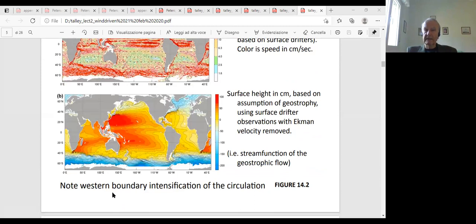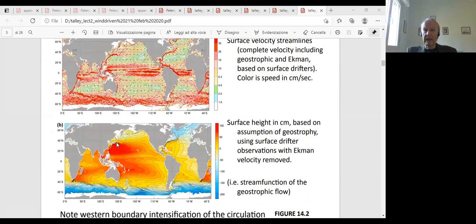Again, here there is western boundary intensification of the circulation and a stronger gradient of the sea surface on the western boundaries of the ocean, and a relatively weak sea surface gradient at the eastern part of the ocean.